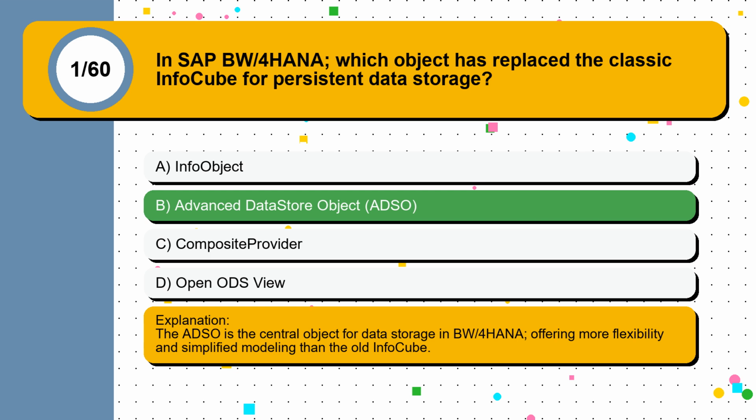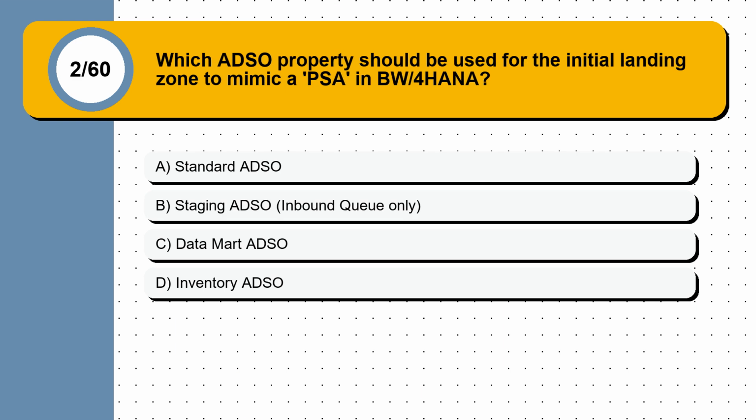Question 2. Which ADSO property should be used for the initial landing zone to mimic a PSA in BW/4HANA? Option A, Standard ADSO. Option B, Staging ADSO, Inbound Queue Only. Option C, Datamart ADSO. Option D, Inventory ADSO.